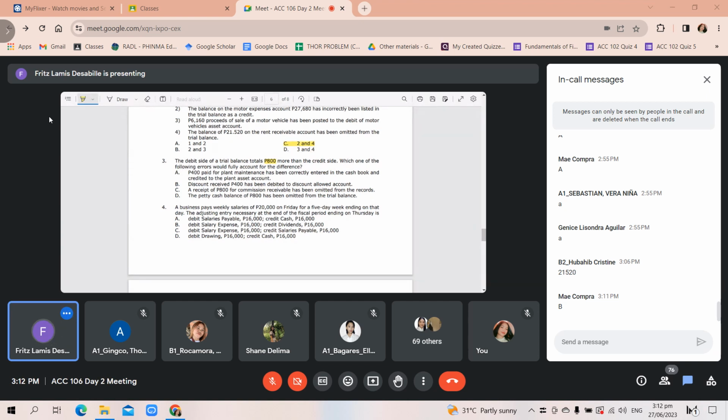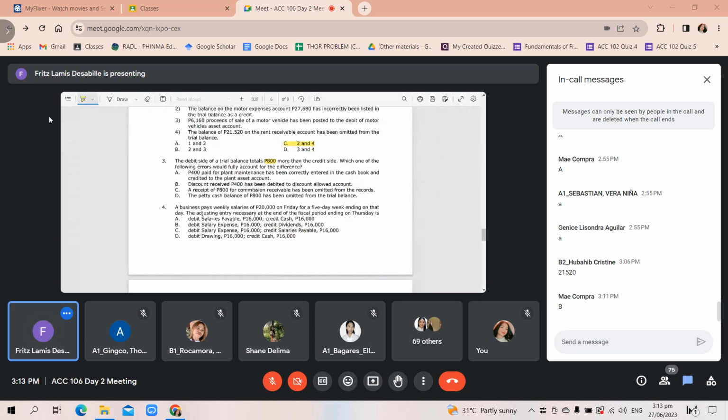So effectively, it is an error. However, it would still cause the trial balance to be equal. So, dili siya cause nga magka-difference of 800 ang trial balance. Debit is more than the credit.